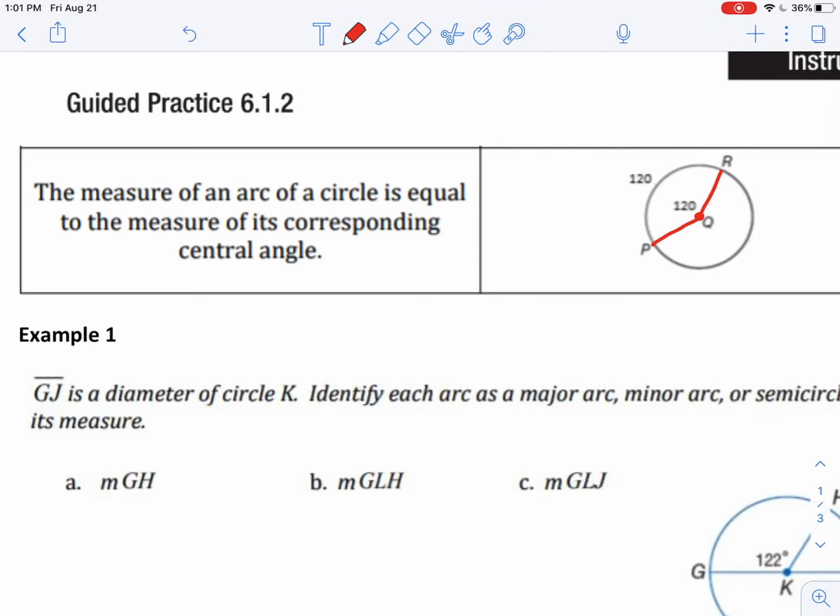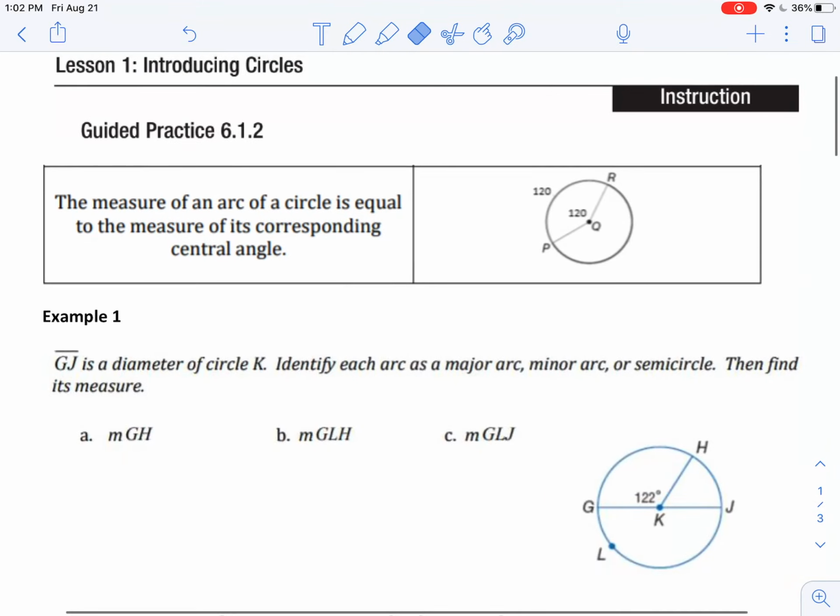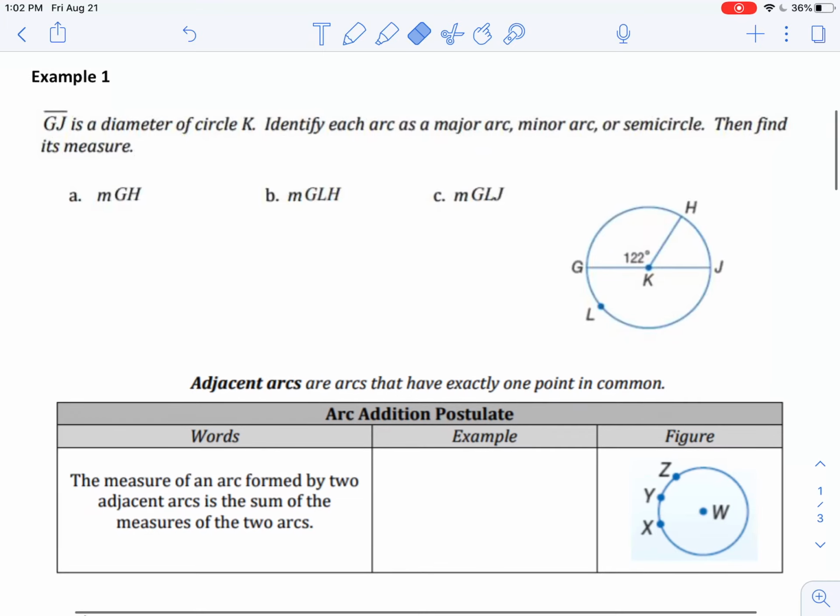And this one's pretty easy. The measure of the arc subtended by a central angle is the same as the central angle. So if this angle is 120, this arc is 120. Super easy. We just have to keep it straight, that it's not the half like the inscribed angle was in our previous notes. So let's take a look.